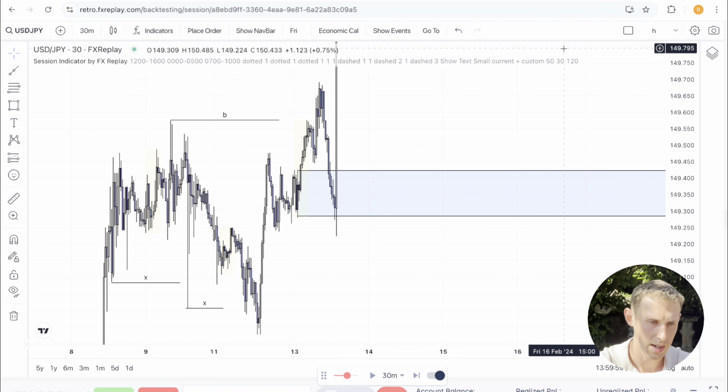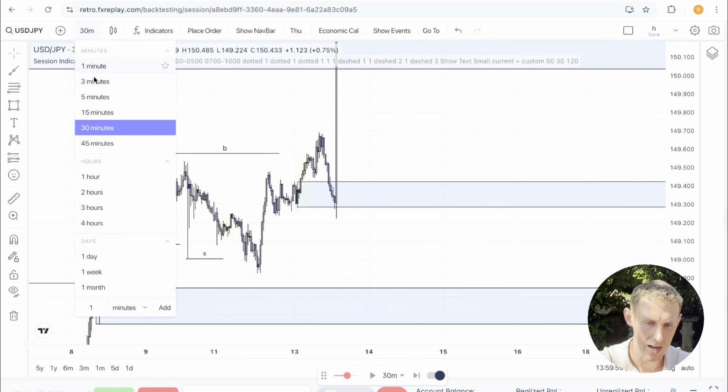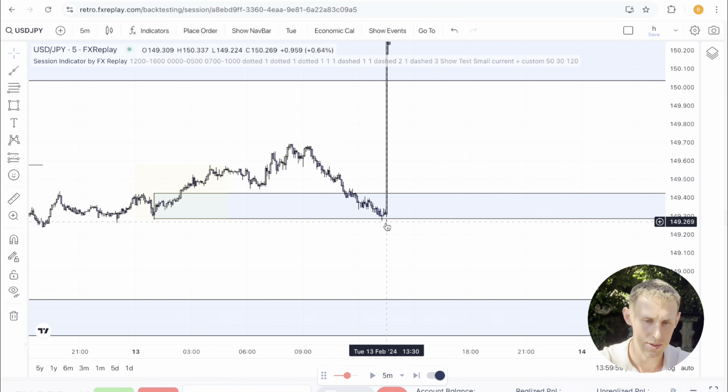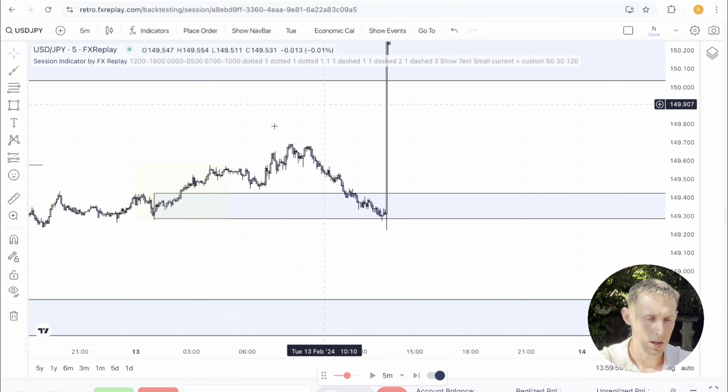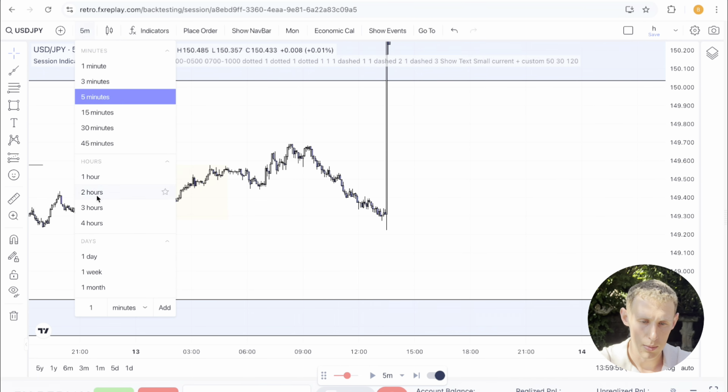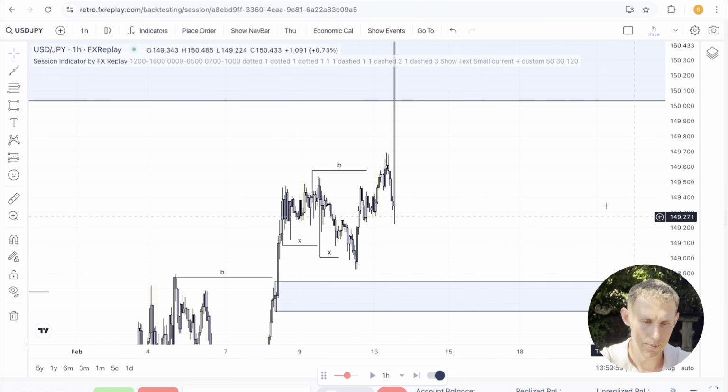Okay, so price did end up respecting it, but there wasn't an entry here. Obviously, price just kind of tapped it and went, which is slightly annoying, but we can move on and look for another trade anyway.